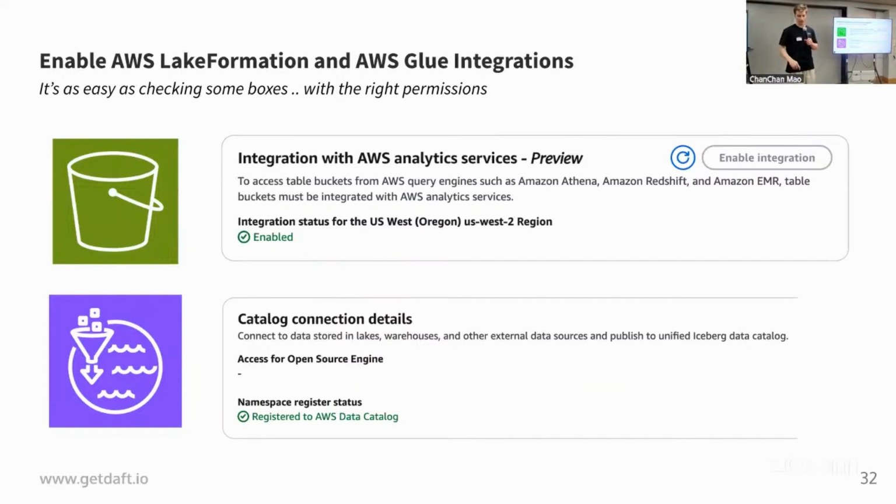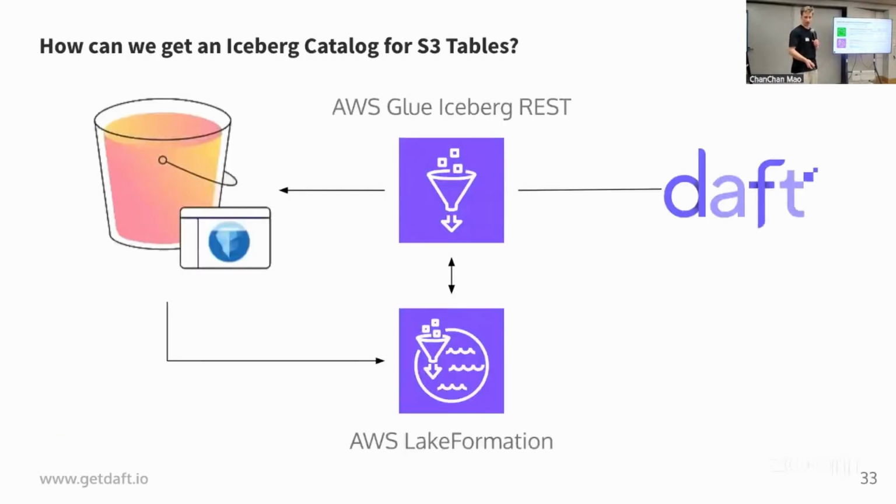And it's relatively easy. Honestly, the biggest headache is permissions, so just do everything with admin permissions. Set up Lake Formation, enable Glue, Iceberg REST. And this is the new state of things. So rather than Daft talking directly to S3 Tables, it goes to Glue. And Glue has Iceberg REST, and Daft speaks Iceberg REST, and we should be able to do transactions now.